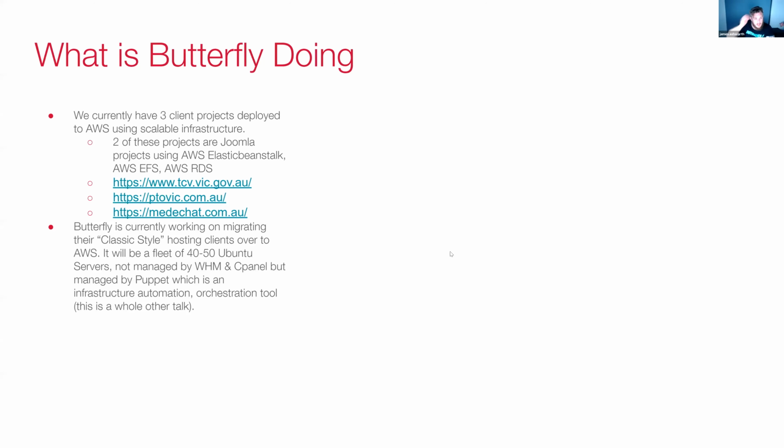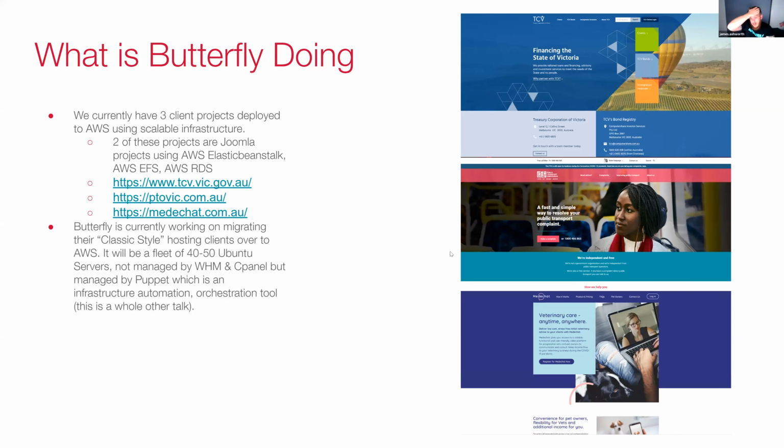So what is Butterfly doing? We've recently launched 3 projects into AWS. One is the Treasury Corporation of Victoria, and the other one is the Public Transport Ombudsman of Victoria. Both of those are Joomla websites which run in AWS. They're load balanced, so they run the bare minimum they need off peak, and then when there's more traffic, it'll automatically spin more servers up and come back down again.